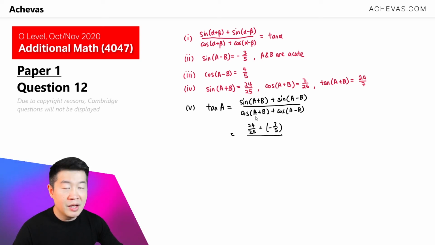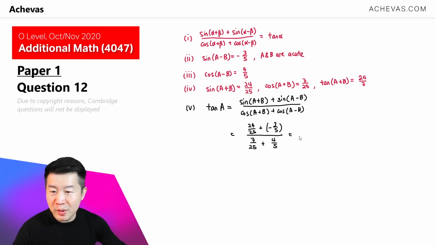Then divided by cosine A plus B. This was from part 4, 7 over 25. Then plus cosine A minus B from part 3. This is 4 over 5. And if I were to evaluate this, tangent A is going to be equal to 1 over 3, which is what the question wants us to show.